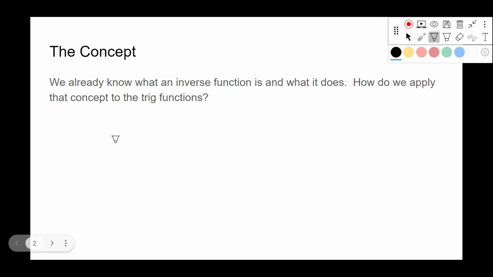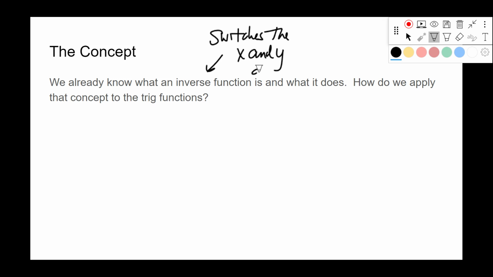So, first things first, we already know what an inverse function is, and what it does. Basically, an inverse function switches the x and y coordinates on an ordered pair. That's exactly what it does. We learned that back at the beginning of the year. So now we want to apply that concept to trig functions.